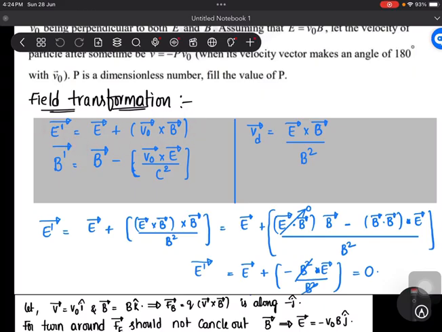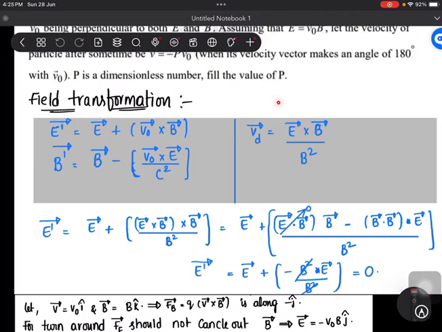E dash bar is equal to E bar plus V0 bar cross B bar, and B dash bar, the magnetic field in that frame, will be B bar minus V0 bar cross E bar divided by C square. Right, this is how the fields will transform in a moving frame. And here I have written one more term, VD bar equals E bar cross B bar by B square. What is this VD bar?